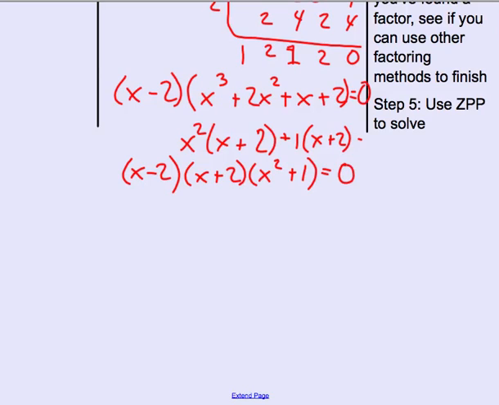Now I can set each piece equal to 0 and solve for x. So if x minus 2 equals 0, x equals 2. If x plus 2 equals 0, x equals negative 2. And then for x squared plus 1, set that equal to 0, we get x squared equals negative 1. So we've got x equals plus or minus i for our answers. Remember, square root of negative 1 is i. And then plus or minus anytime you take the square root.